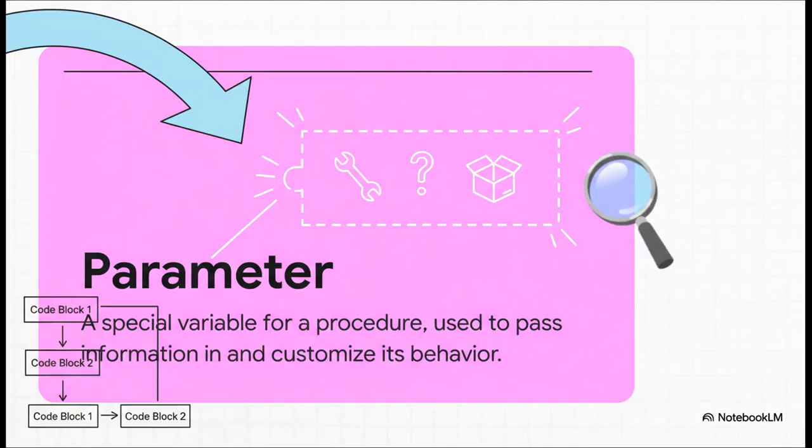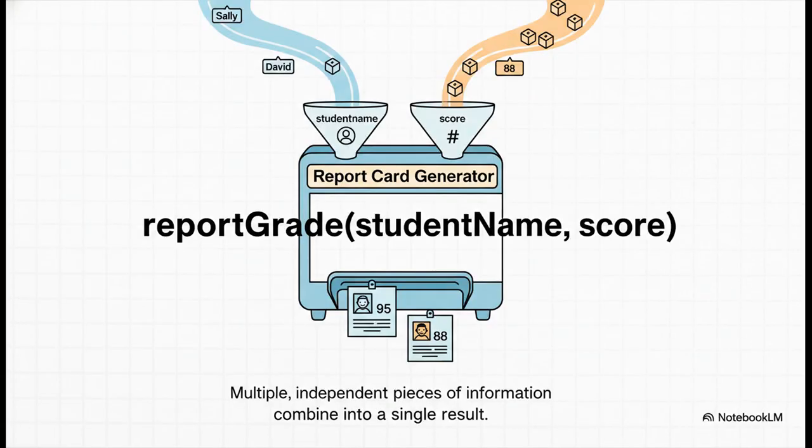And that piece of information we pass in has a name. It's called a parameter. You can just think of a parameter as a placeholder, a little blank spot inside your procedure that's waiting to be filled in. I love this idea of it being a customization slot. You're giving your procedure a blank that you can fill in with different info every time you run it. And here's the best part. You're not stuck with just one customization slot. You can have 2, 3, 10, as many as you need.